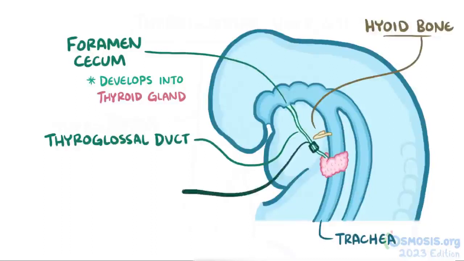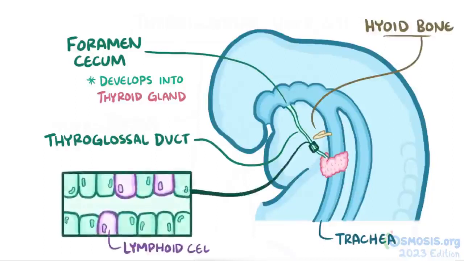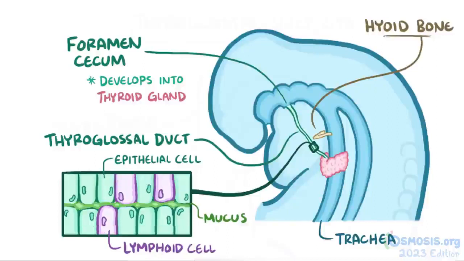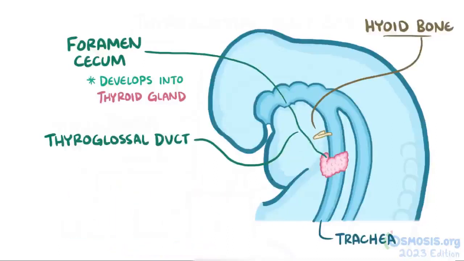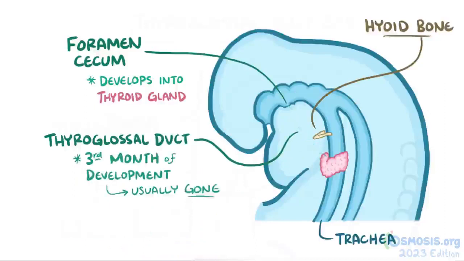The walls of the thyroglossal duct are lined by lymphoid cells, as well as epithelial cells which secrete mucus into the cavity. Normally, once the thyroid gland has reached its final resting position, it stretches out a bit and the walls of the thyroglossal duct stick to each other, which obliterates the canal. Over time, the thyroglossal duct starts to disintegrate, and by the 3rd month of fetal development, the duct is usually gone.